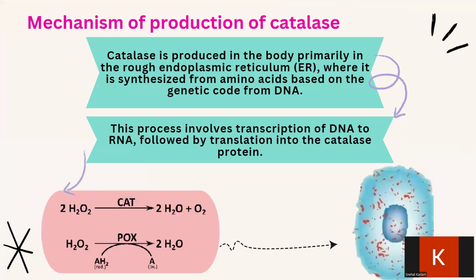Mechanism of production of catalase. Catalase is produced in the body primarily in the rough endoplasmic reticulum, where it is synthesized from amino acids based on the genetic code from DNA. This process involves transcription of DNA to RNA followed by translation into catalase protein. Catalase protein can decompose hydrogen peroxide into water and oxygen and protect the cell from oxidative stress.